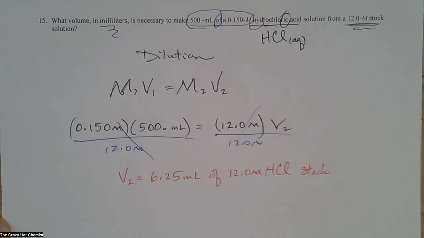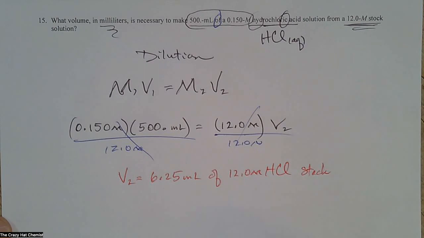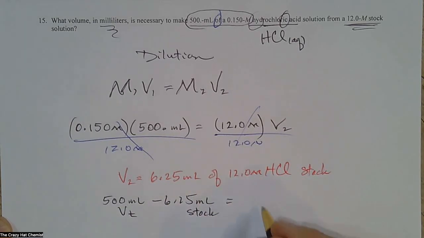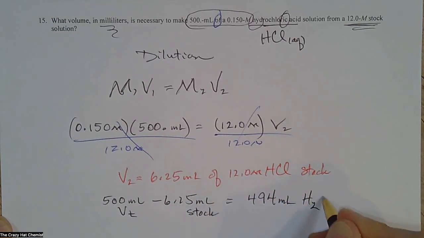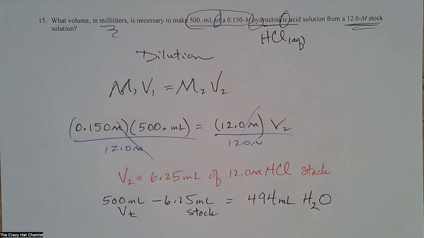By the way, it didn't ask for it in this problem, but how much water is necessary? So that would be 500 mils total volume minus the 6.25 mils of the stock would equal the amount of water that is necessary, and that's 494 mils of water. Even though that question was not asked, I asked it on a previous question. Might as well get to know that too, right? Nothing wrong with that.